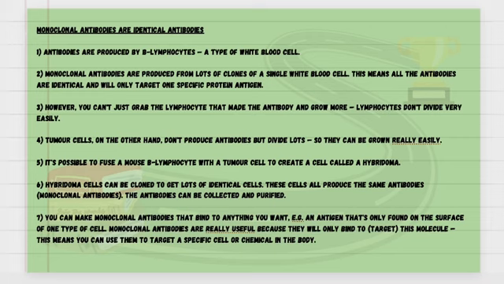You can make monoclonal antibodies that bind to anything you want. For example, an antigen that's only found on the surface of one type of cell. Monoclonal antibodies are really useful because they will only bind to target this molecule. This means you can use them to target a specific cell or chemical in the body.